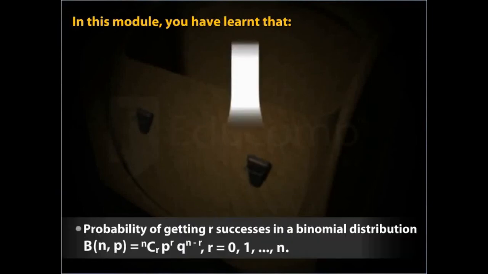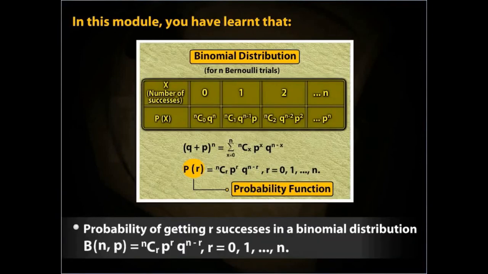In this module you have learnt that probability of getting r successes in a binomial distribution B(n, p) is nCr p raised to the power r into q raised to the power n minus r, where value of r is equal to 0 to n.